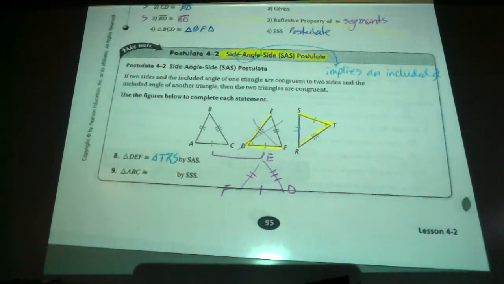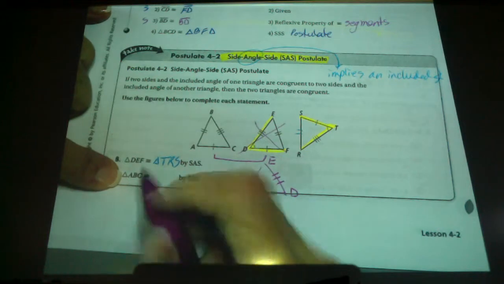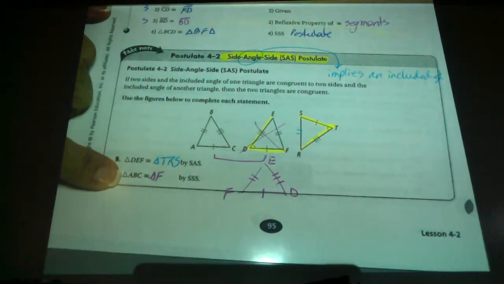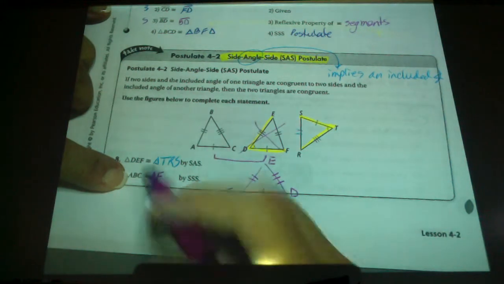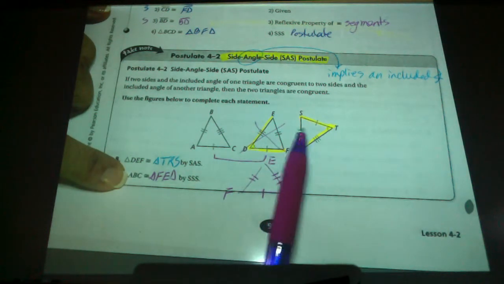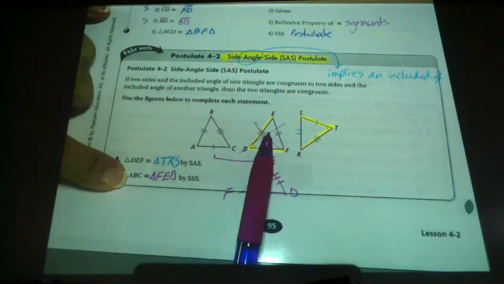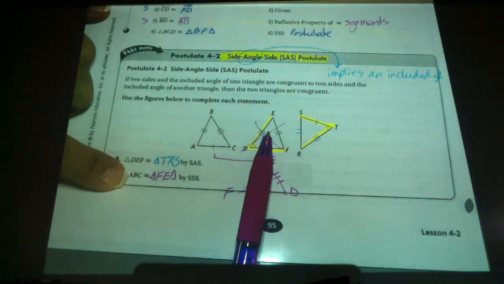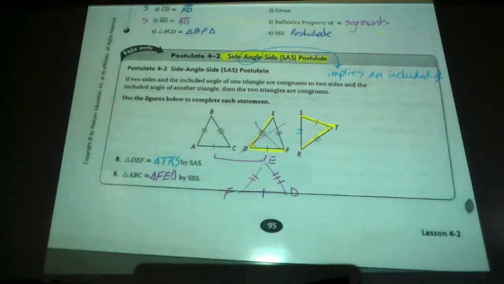And now I can see the corresponding angles. So A corresponds to F, so triangle F. B corresponds to E, and that leaves us with D. And you could have done the same thing here, by the way. I could have oriented this one to this one by turning it as well, so that it's the same as this one. So any questions on that?